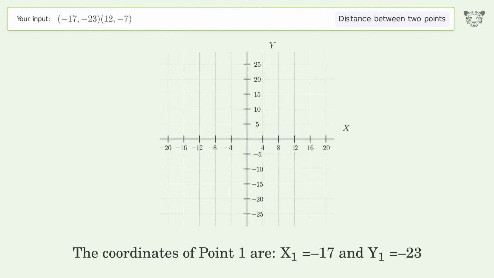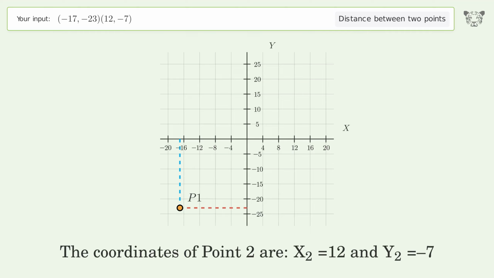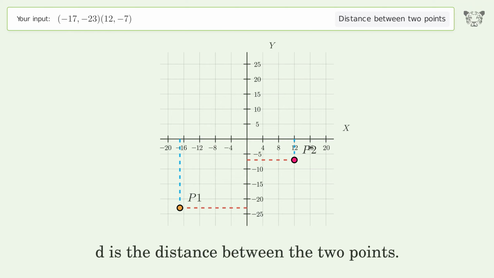The coordinates of point 1 are, x1 equals -17 and y1 equals -23. The coordinates of point 2 are, x2 equals 12 and y2 equals -7. D is the distance between the 2 points.